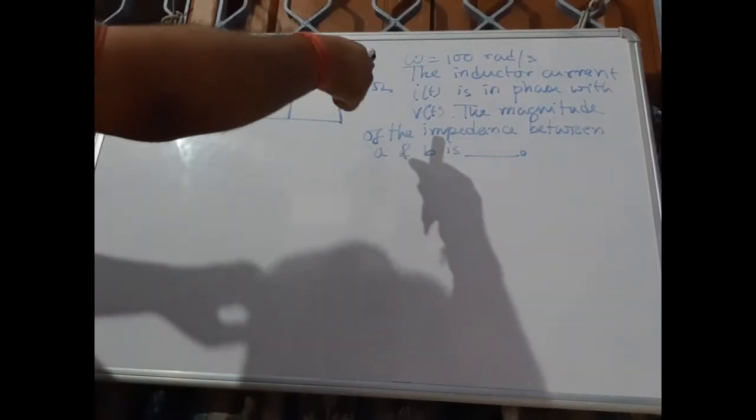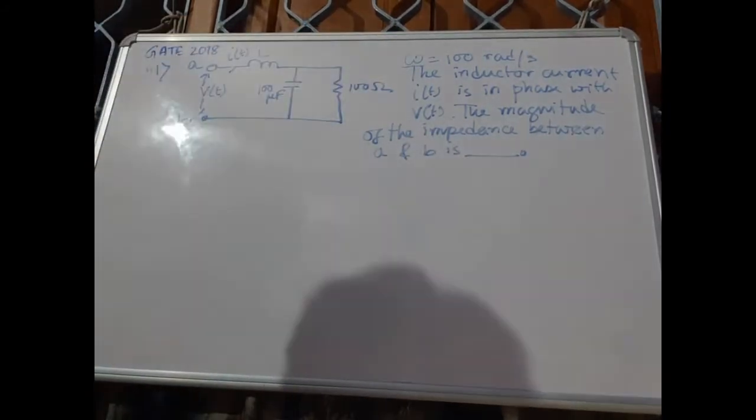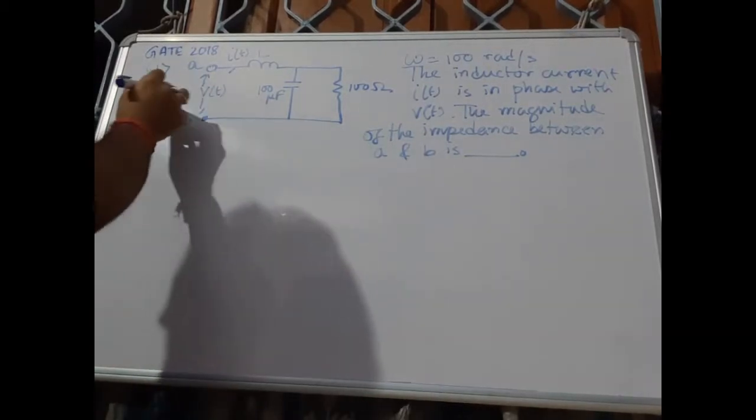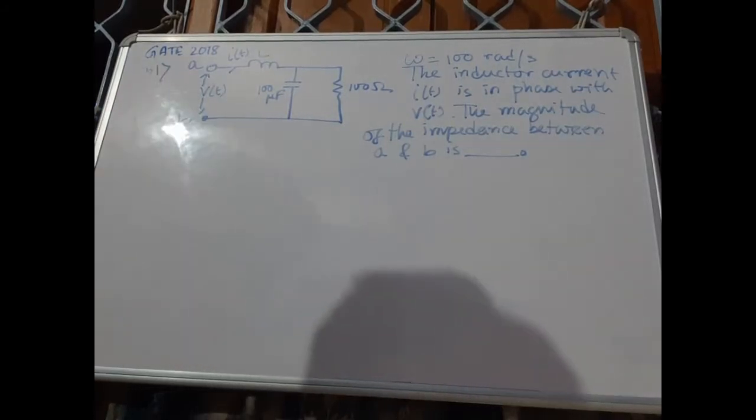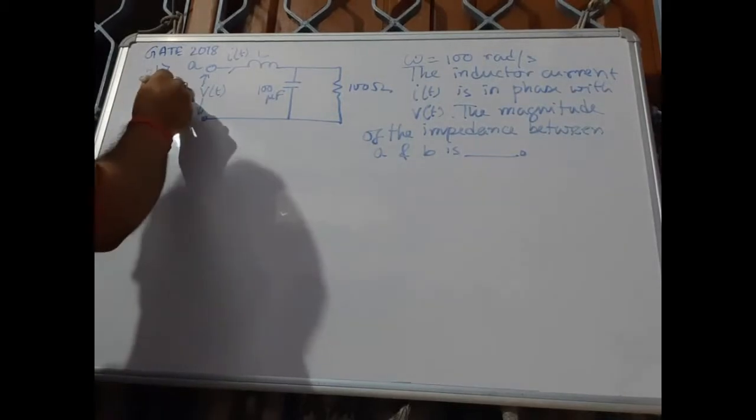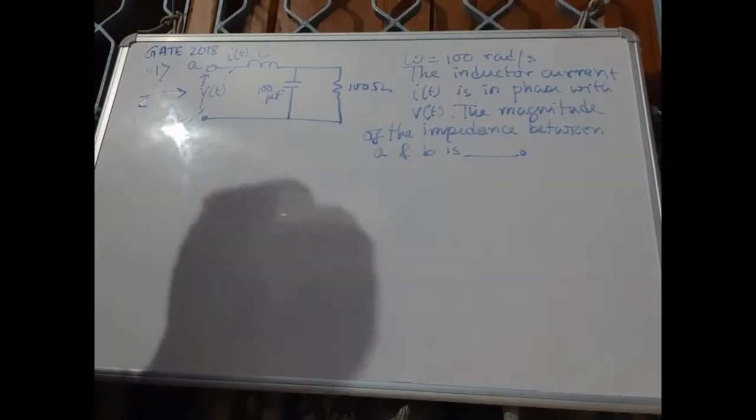Now here it is told that omega is 100 radian per second. The inductor current It is in phase with Vt. We have to determine the magnitude of the impedance between A and B. First we have to determine the magnitude of impedance. Say the impedance between A and B is Z.